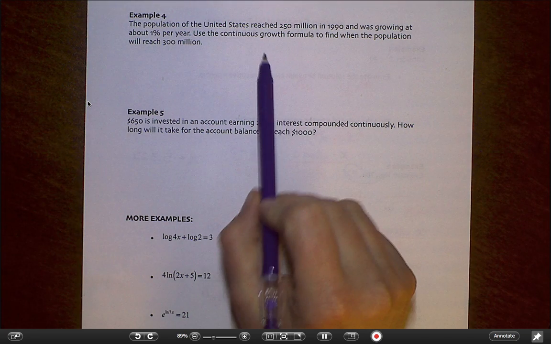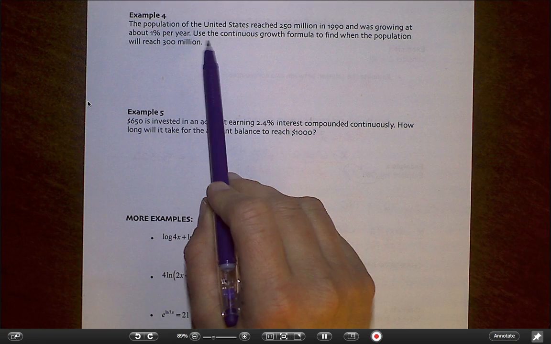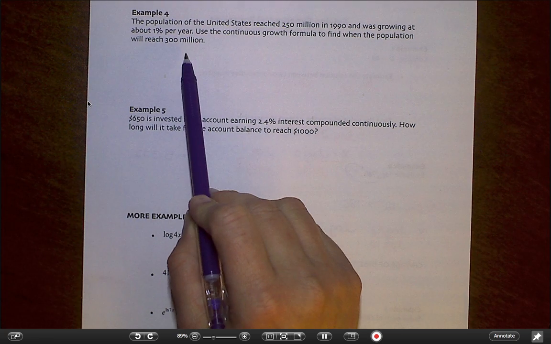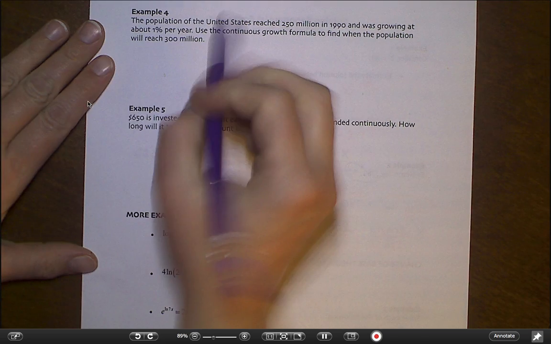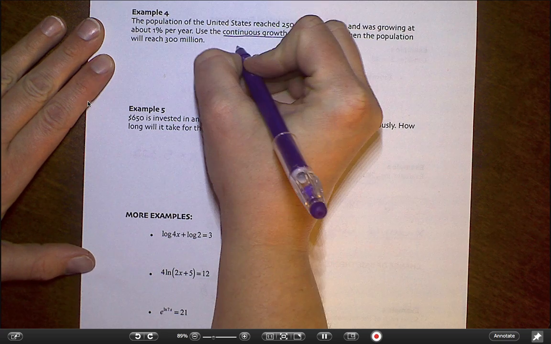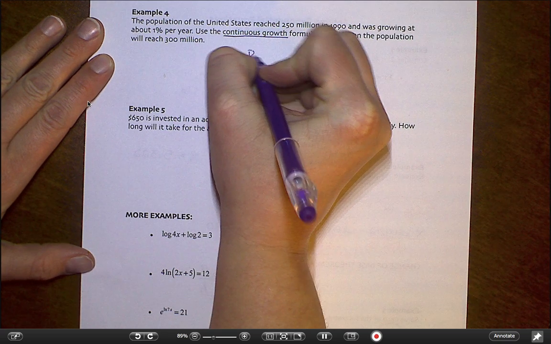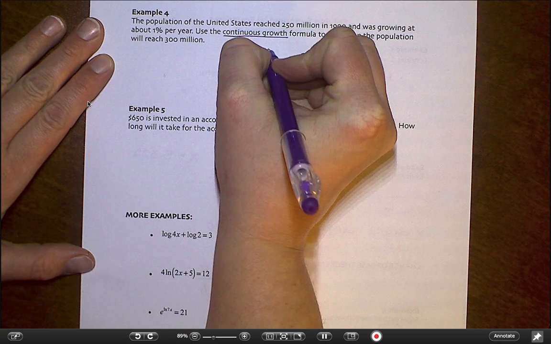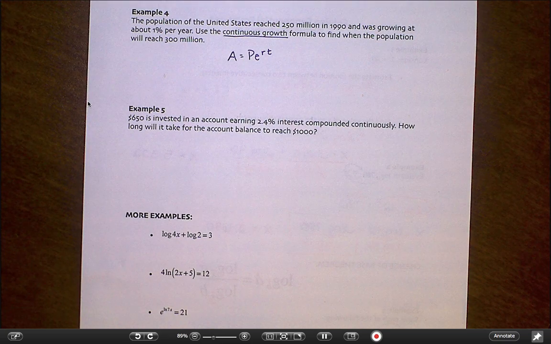it sets us up with information as though we were doing a continuous growth equation, but we're solving for when it will reach 300 million. So let's first just start with the continuous growth formula, which we usually refer to as the PERT formula. And technically in PERT, the P stands for principal, which is like for banking, but we can really just think of it as the initial value.